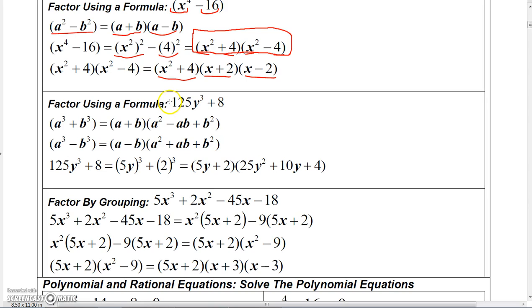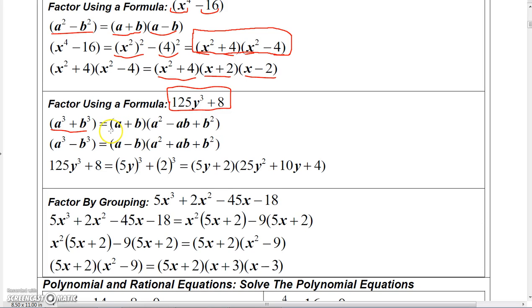Another formula that's handy, and I'm going to do it with a sum, you could also do it with a difference, is when you have the sum of two perfect cubes. Well, 125 is actually 5 cubed. Y cubed is just y cubed. So this 125y cubed is just 5y quantity cubed. And 8 is actually 2 cubed. Well, if you have a cubed plus b cubed, there's a formula for factoring that.